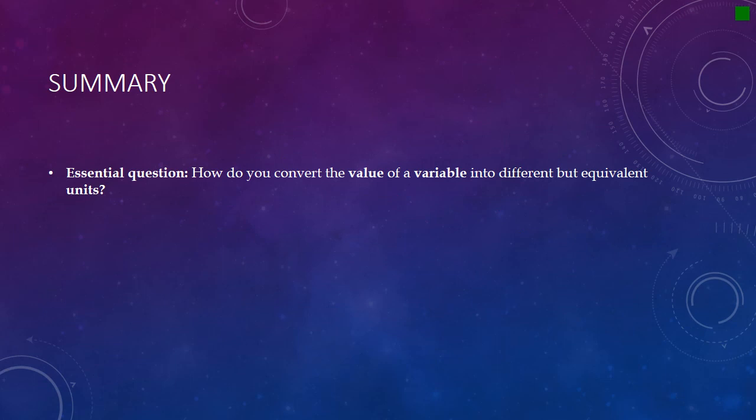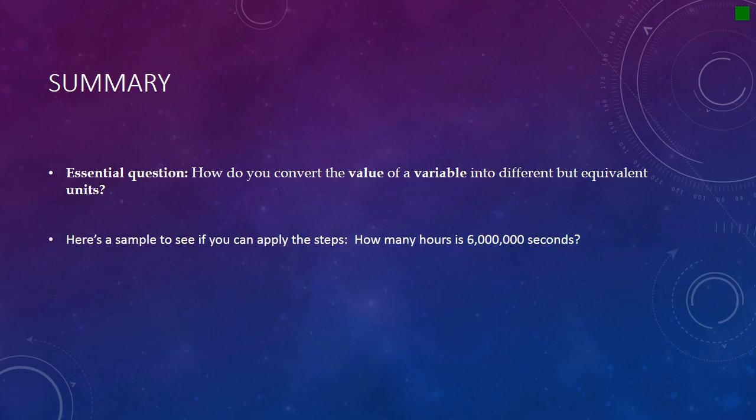Let's look at our essential question. How do we convert the value of a variable into different but equivalent units? So hopefully your answer will have something to do with steps, the concept of ones, and conversion factors or equivalencies. And I'll leave you with a little problem to tackle. How many hours is 6 million seconds?